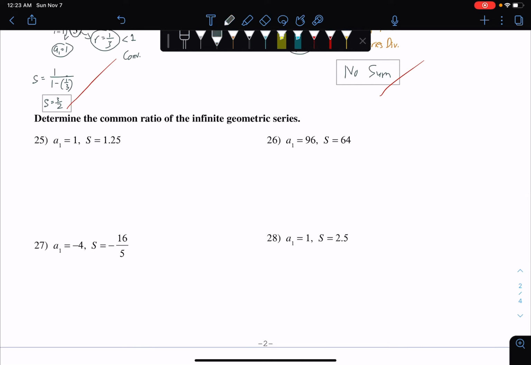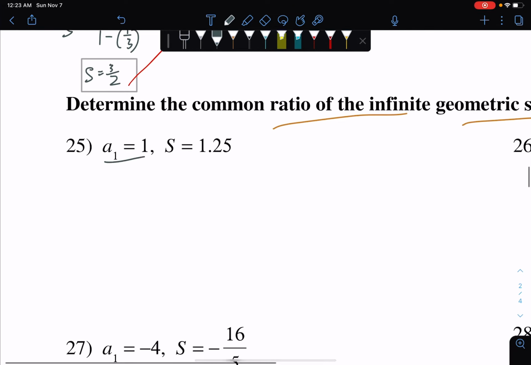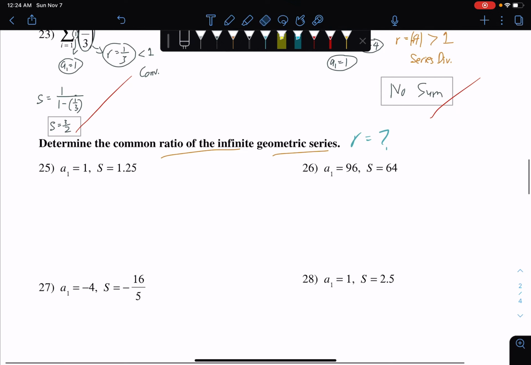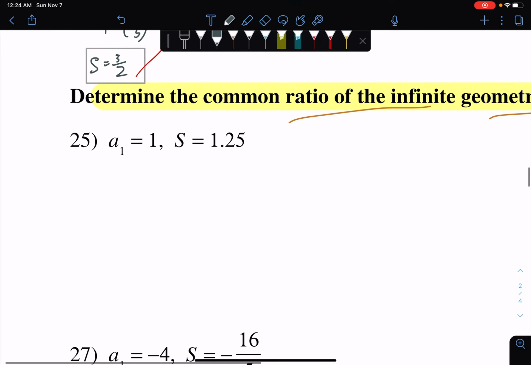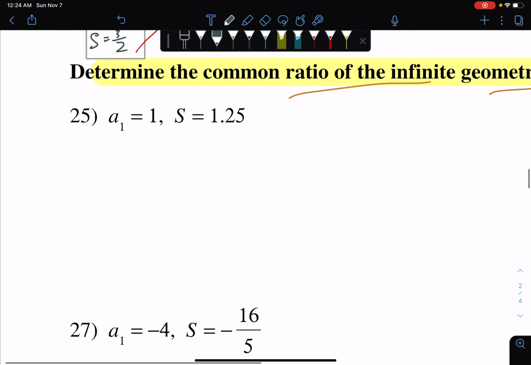Let's move to number 25. So determine the common ratio of the infinite geometric series. In other words, we have to find R. So R is missing. Considering that we have the given, we have A sub 1, and we have our S, our sum. I haven't made a video about this yet, but basically what the instructions is trying to say is that it's similar to solving literal equations. Literal equations is a lesson discussed in grade 7 math. If that's not discussed in grade 7 math, well, it is in my school.